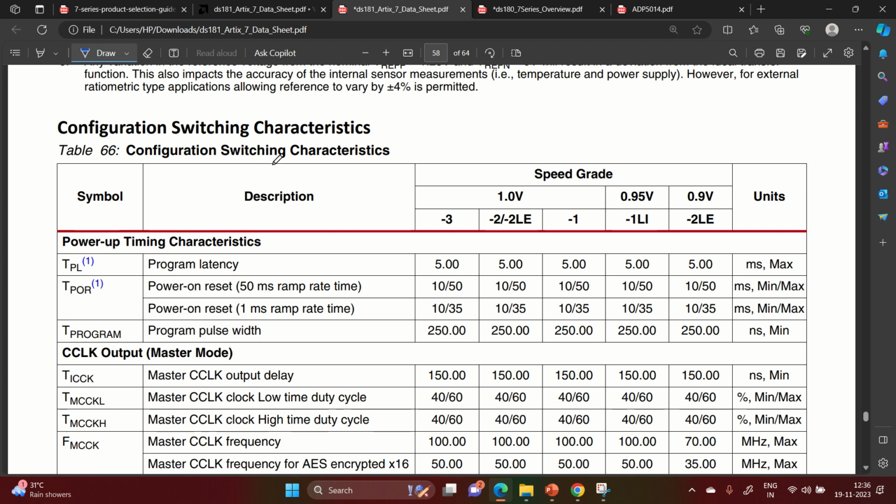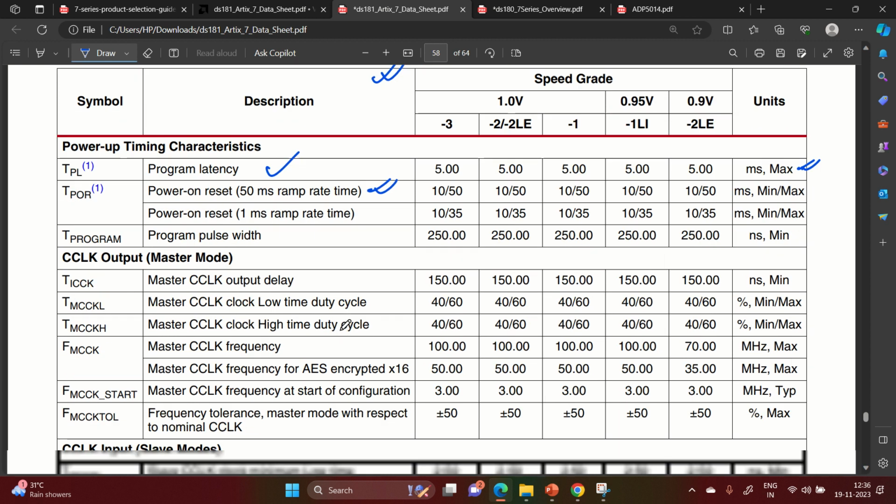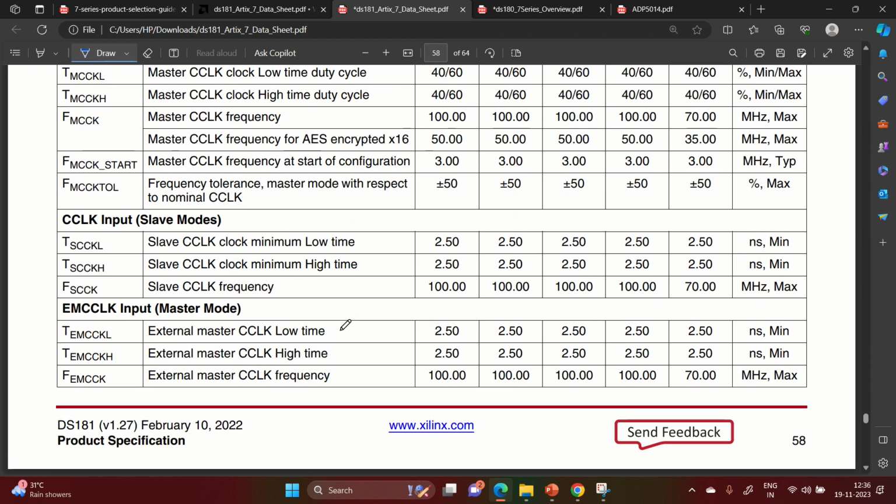Now moving to the configuration switching characteristics. I'll talk more about configuration methods later. The switching characteristics and all these things will be taken care of by the programmer, who will try to keep the program latency maximum at 5 milliseconds. He should not exceed program latency of more than 5 milliseconds, or the power-on reset time. Based on this, you get the minimum and maximum values of power-on reset and programming time. All these things will be taken care of during programming.